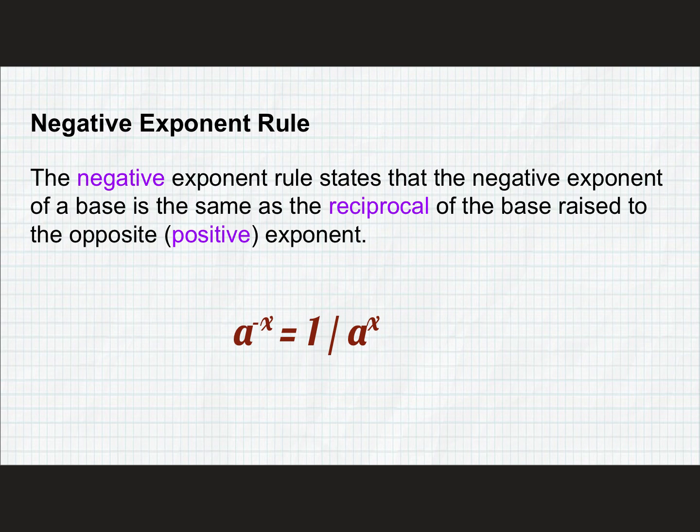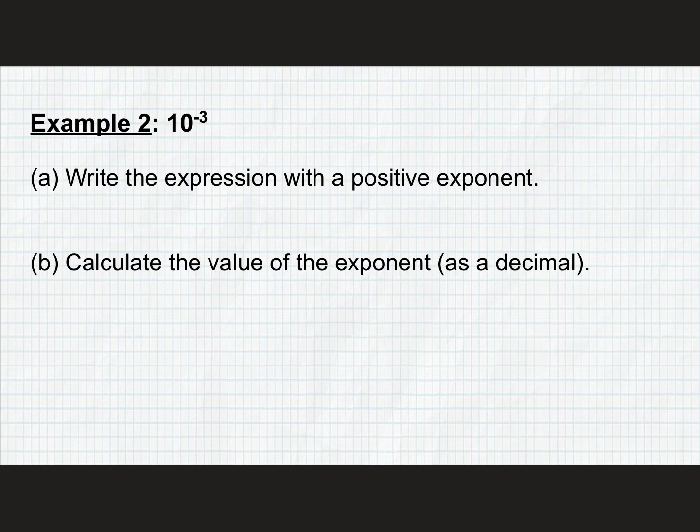The negative exponent rule states that the negative exponent of a base is the same as the reciprocal of the base raised to the opposite, or positive exponent. So, a to the negative x is the same thing as 1 over a to the x. In our example, we saw that m to the negative 5 was the same thing as 1 over m to the fifth. Let's go ahead and try another example.